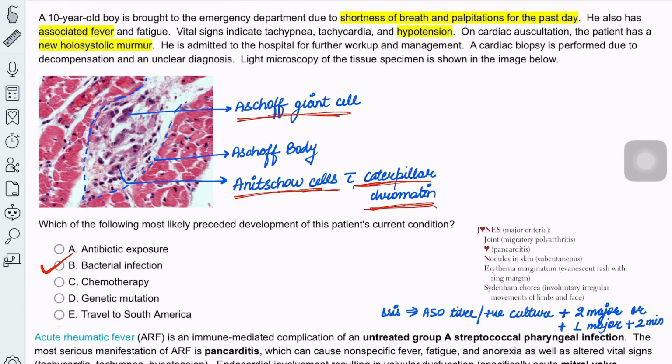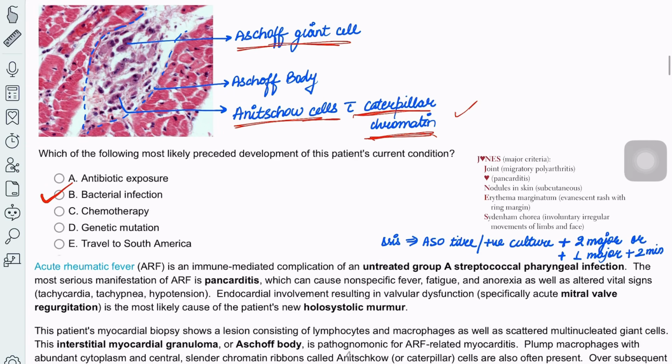So the answer for this question is bacterial infection. This histology is typical for acute rheumatic fever, which shows Aschoff giant cells and Anitschkow cells with caterpillar chromatin. So let's see, acute rheumatic fever is an immune-mediated complication of an untreated group A streptococcal pharyngeal infection.